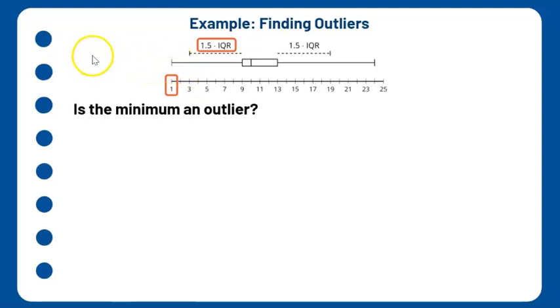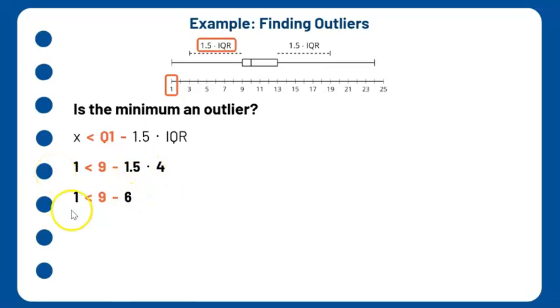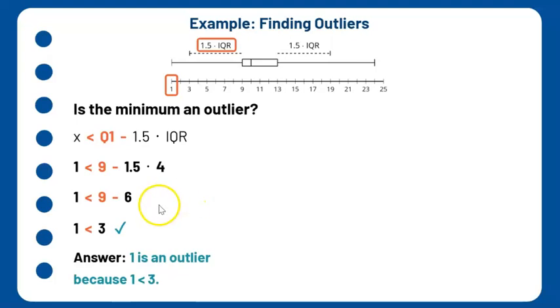But let's check this using our outlier expression. x is less than Q1 minus 1.5 times the IQR. The IQR is 13 minus 9, so the IQR is 4. So if we use the expression, 1 is less than Q1, 9, minus 1.5 times 4, we can simplify this. 1.5 times 4 is going to give us 6. 1 is less than 9 minus 6. We can simplify this one more time. 9 minus 6 is going to give us 3. So now we have 1 is less than 3, which is true. So we indicate that this is an outlier with a check mark. And we know that 1 is an outlier because 1 is less than 3.